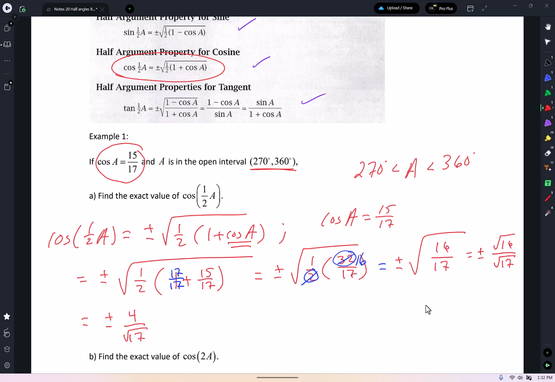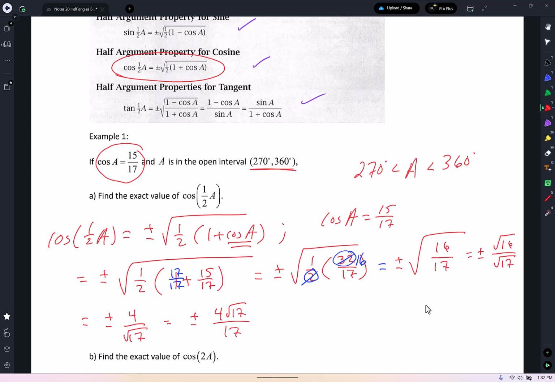If I don't ask you to rationalize it, this is a perfectly acceptable answer. Do you think Delta Math will take this answer? No. They're going to want you to rationalize it. So when you rationalize it, plus minus 4 square root of 17 over 17.